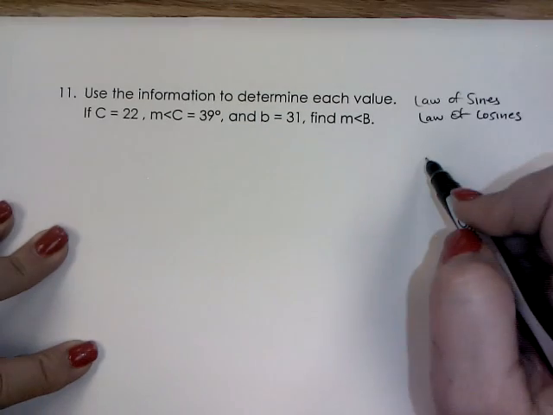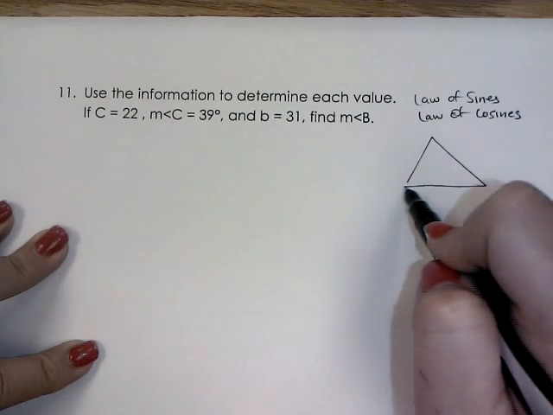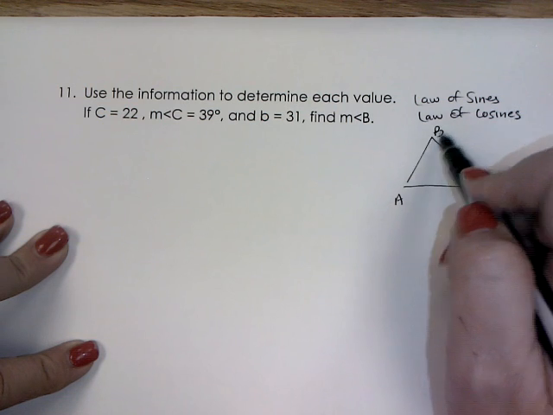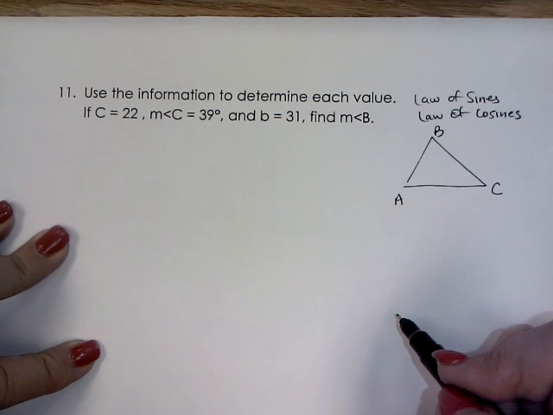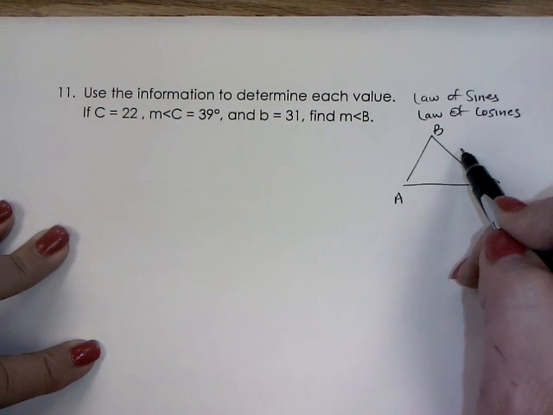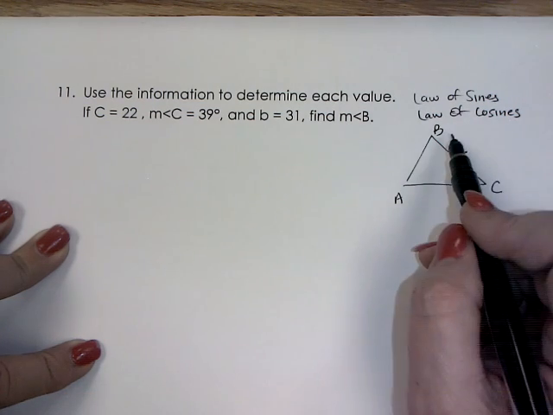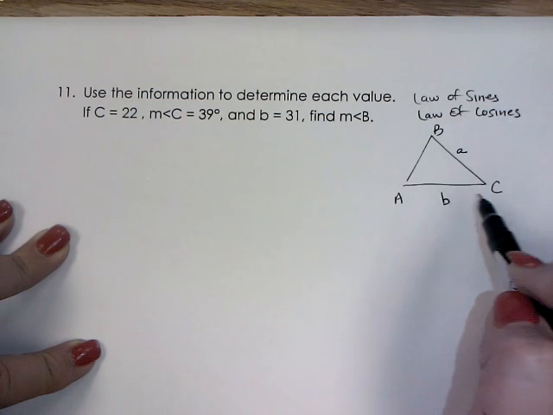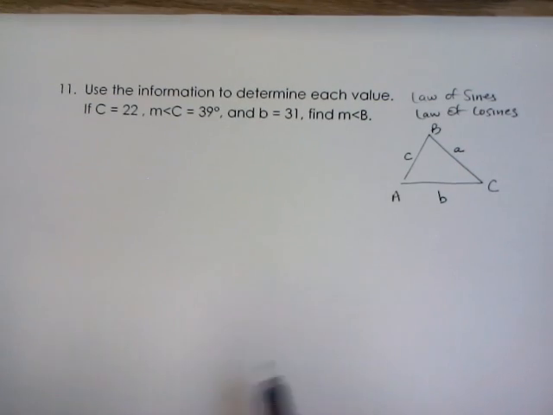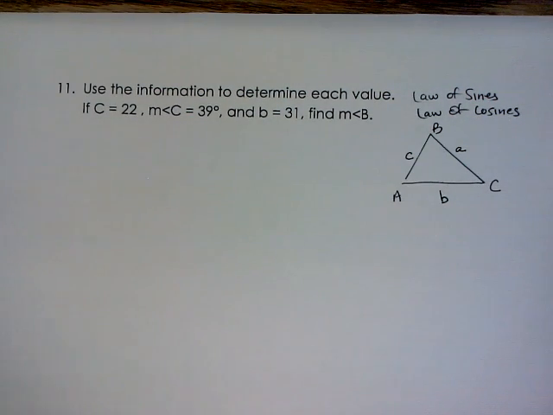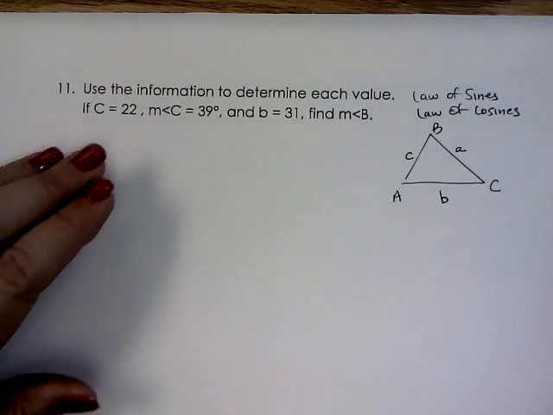With that, I want to recall, how do we know who does what? When I have a triangle ABC, it is not a right triangle. The side opposite of A is little a, the side opposite of B is little b, and the side opposite of C is little c. So now I'm given some information here.